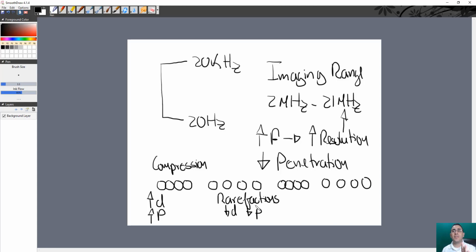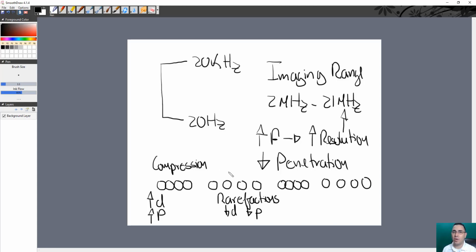So until now we can say the following: the ultrasound is a sound wave whose frequencies are above 20 kilohertz, above the audible range. But the imaging range is going to go from 2 megahertz to 21 megahertz nowadays, and this number keeps increasing all the time. There is this trade-off that says when you have more frequency, then resolution is going to go up, but penetration is going to be compromised. Now the sound is made of compressions and rarefactions, where the compressions are high density, high pressure zones, and rarefactions are low density, low pressure zones.